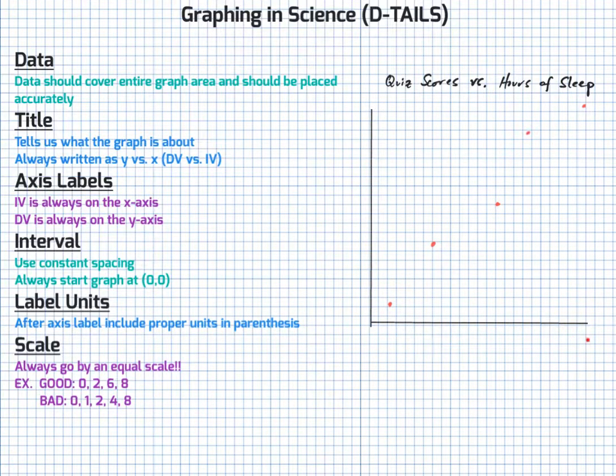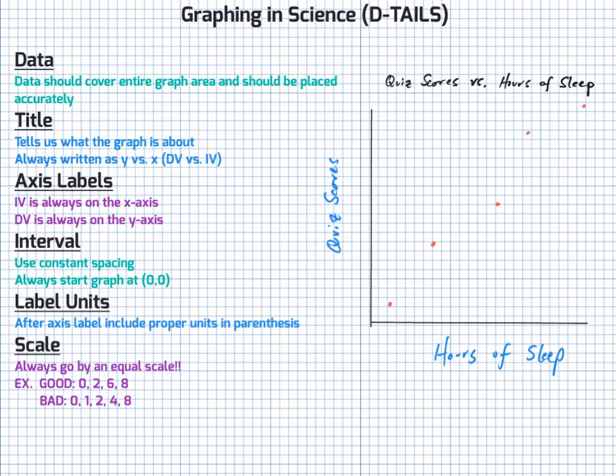Next in our acronym, we have the A, and the A stands for axis labels. We need to know what we are actually graphing on our x-axis and our y-axis. From class on Friday, we discussed that our IV is always on the x-axis. So our IV in this case is hours of sleep. And on our y-axis, we are going to have quiz scores. That one's pretty self-explanatory. We just want to make sure that we know exactly what we're graphing on our x and y axes.